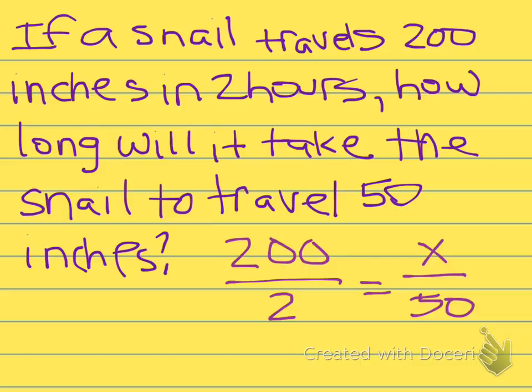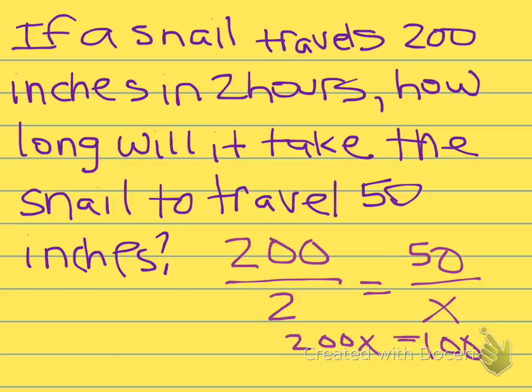Whoops, we need to switch that, because it's y over x. So we have 50 over x, and then we can cross multiply to get 200x equals 100. Which gives us simplified 1/2, and if we think about what that means in terms of hours, we have a half hour or 30 minutes.